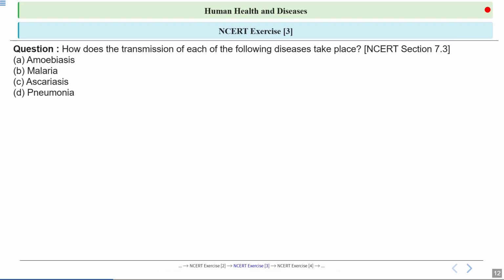Now let's look at the next question from the NCERT textbook. The question is, how does the transmission of each of the following diseases take place? Understanding how disease is spread helps us to prevent them in our daily lives. The options are: first, amoebiasis; second, malaria; third, ascariasis; and fourth, pneumonia. Let's have a look at the answer for this question.